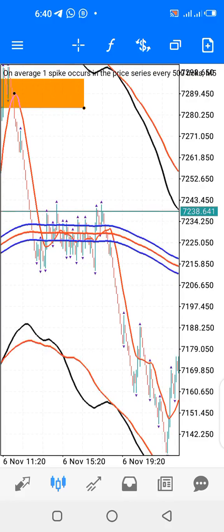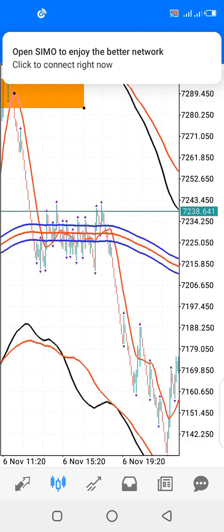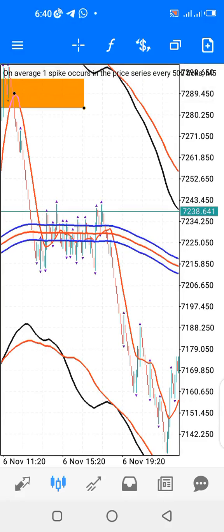There is always, at some point, a flag formation, just like you have around here. So you allow the flag breakout and then you sell. You allow the flag break, just like we have here. Flag breakout, then you sell.